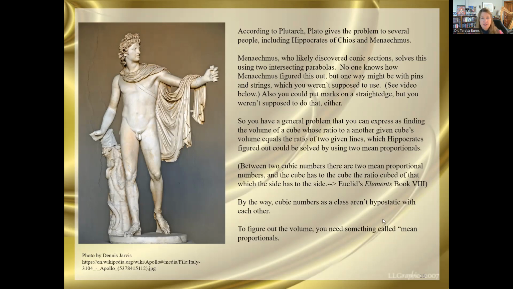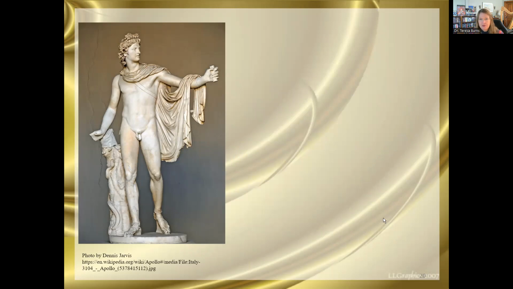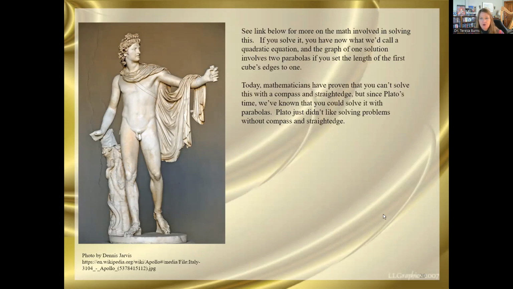All right, now to figure out the volume using mean proportionals, you can either follow the math with the link I've dropped below, or I will tell you a little bit more about it. If you do this, you can reduce it different ways and shift it around. So you get a quadratic equation, one of the most simple quadratic equations, and that is what you're going to graph. And if you graph it, you get 2 parabolas.